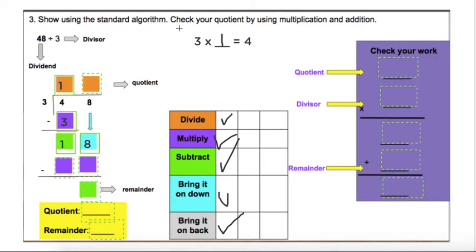3 times blank gets me as close as I can to the number 18. What number can go in the blank this time? If you need to, y'all, pause the video. If you said 6, you're absolutely correct. 3 times 6 equals 18, exactly 18. We just divided. What color box am I going to put the number 6 in?